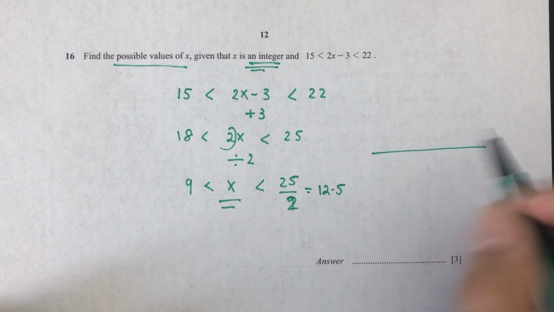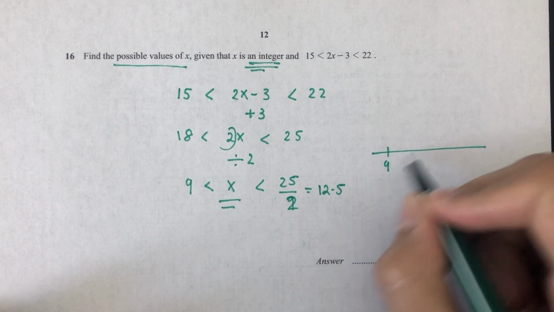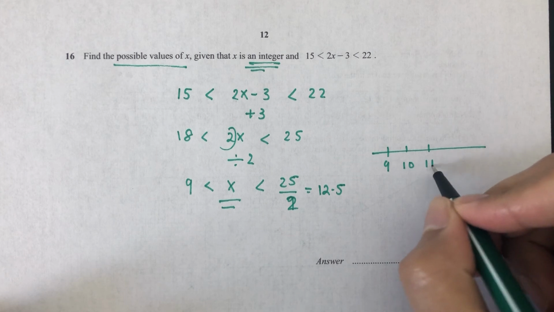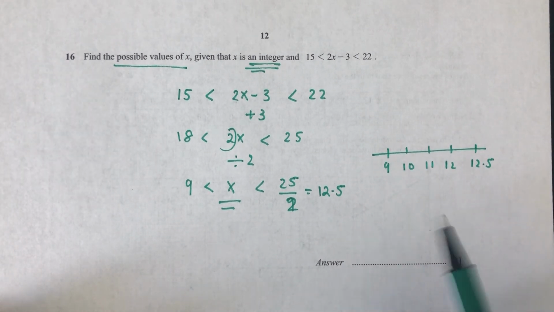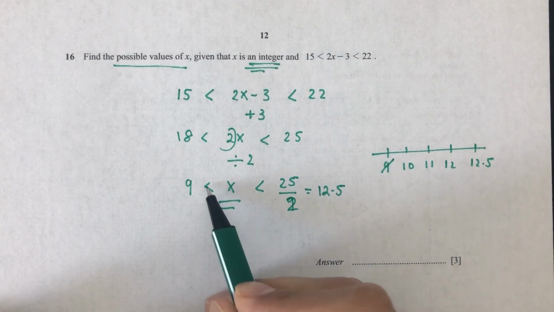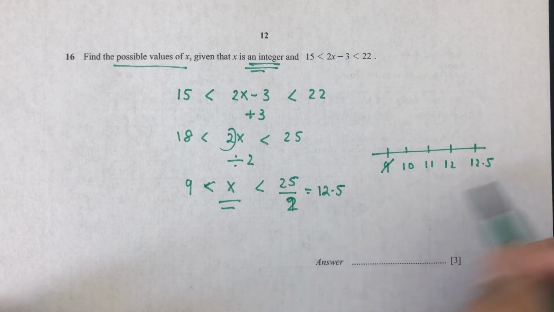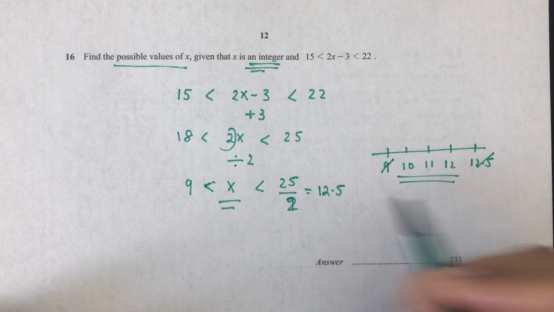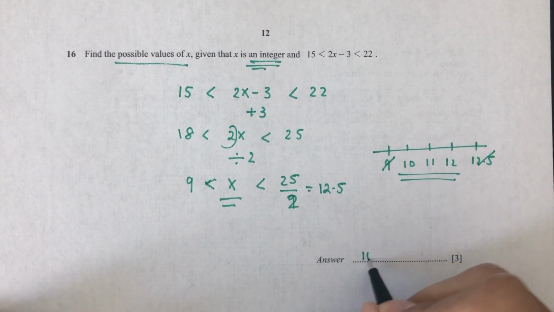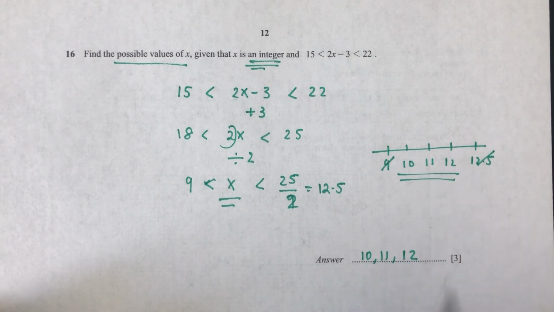So let's draw a timeline, a line. We have 9, 10, 11, 12, and 12.5. So x cannot be 9 because it is not inclusive of 9. And x cannot be 12.5 because it is not inclusive, and not an integer. So the values that it can be will be these three, which is 10, 11, and 12.